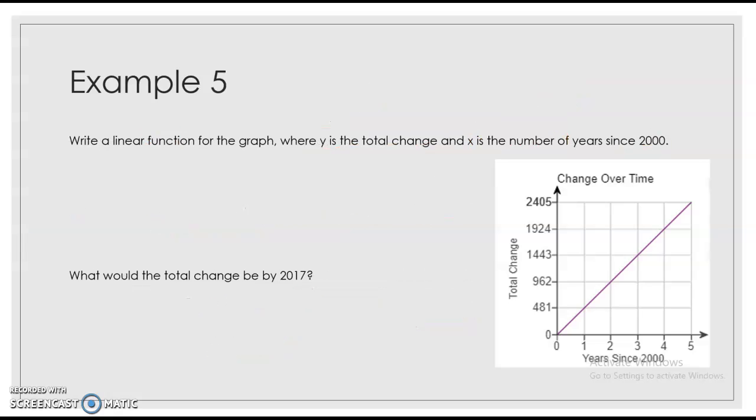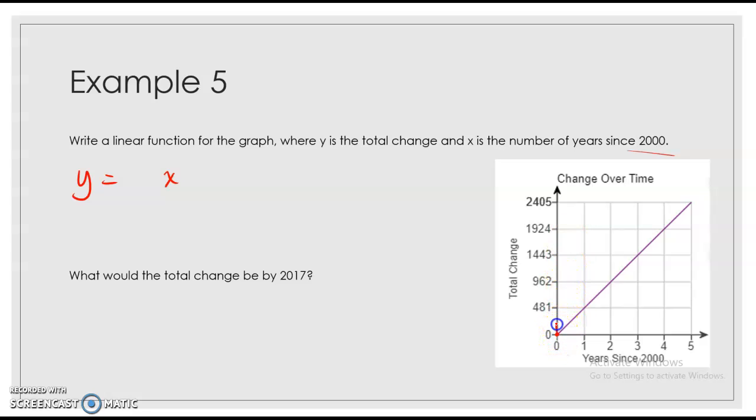All right, next example. So we're going to write a linear function for the graph where y is the total change and x is the number of years since 2000. We're going to talk about that in a little bit. So let's first start with our y equals. We need to find our slope. Our y-intercept is going to be easy on this one. Our graph starts at 0, 0, so I don't need to put a plus b here. I just need to figure out what my slope is.